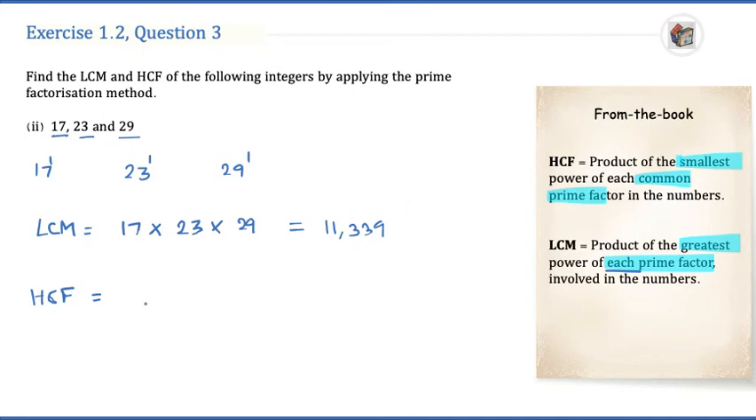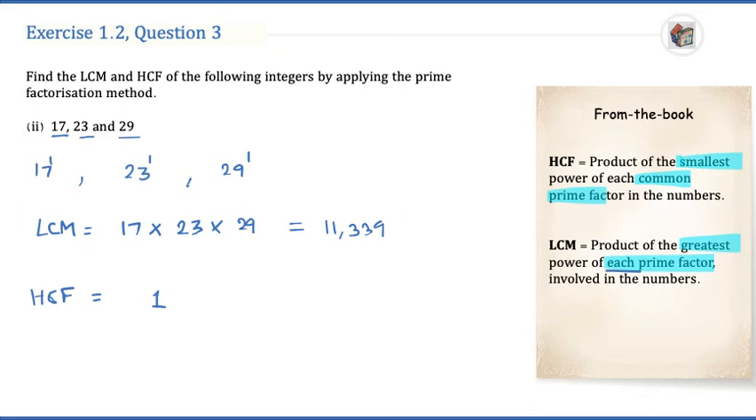HCF, you take just the common prime factors with their smallest powers, but there is no common prime factor. Each of them has different prime factors. So the HCF here really is 1. So you have nothing common. When you have nothing common, then there's always 1. Never say 0. That's a big trap.